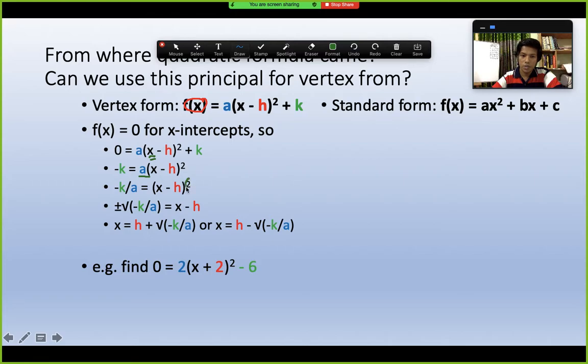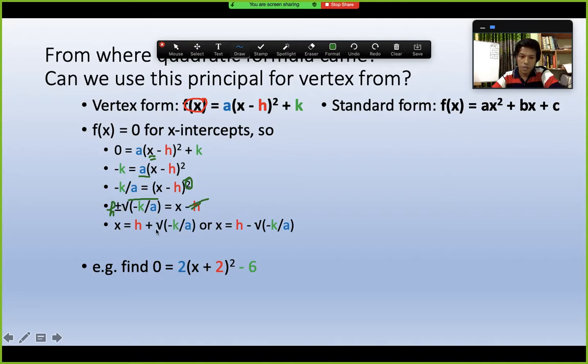And then when this square goes to the other side, it gives us the square root, plus or minus, of minus k by a. Okay. Then we get x minus h equals this thing. Now we can actually send this h also to the other side. This is negative, so when it goes to the other side it becomes positive. So it becomes x equals h plus or minus the square root of minus k divided by a.